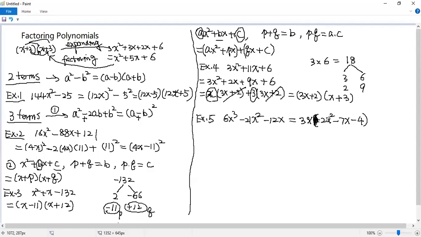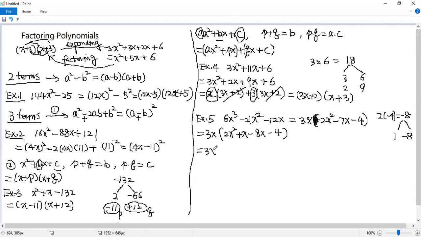Now we break up the product of 2 and negative 4, which is negative 8, into two numbers again. We can try 1 and 8, but the sum is negative 7, so I put negative 8. So p equals 1, q equals negative 8. So we can write the middle term negative 7x as x minus 8x, giving 2x squared plus x minus 8x minus 4.